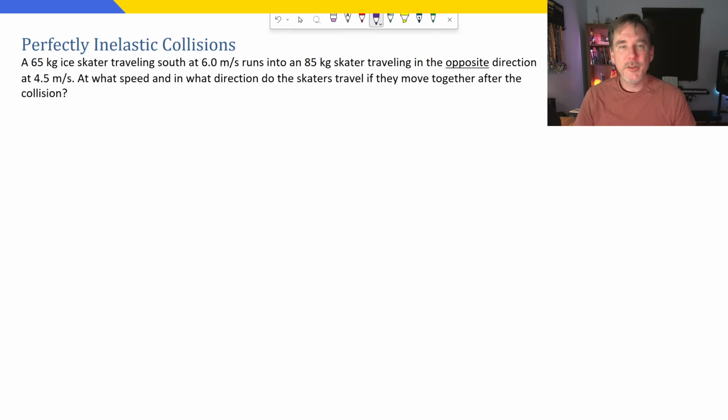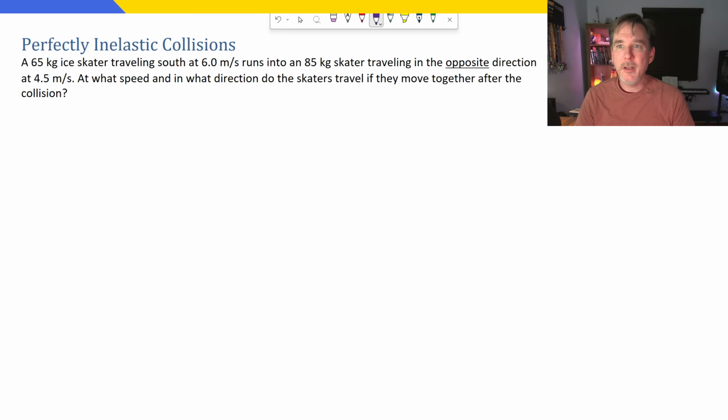All right, this is Mr. Jern, and I am going to help you with some conservation of momentum problems. Remember, the idea of conservation of momentum is that the total momentum of all the objects stays the same from the beginning to the end. So we typically break it up into a before and an after, the initial and the final.